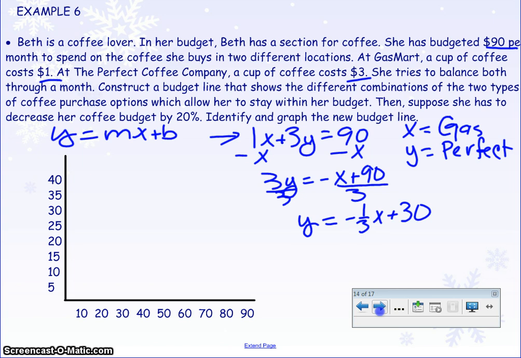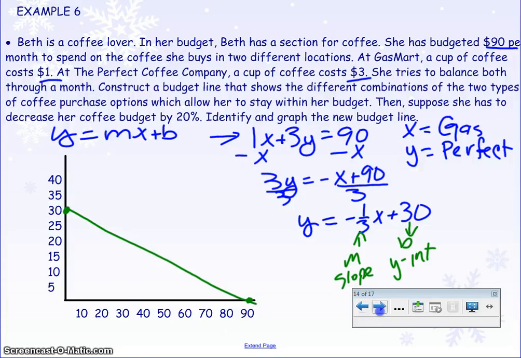Now, identifying this, remember that I have my m, which is my slope, and I have my b, which is my y-intercept. So I know the point where it intercepts the y-axis is at 30. And I know that my total amount budgeted is 90. And so my graph is going to look something like this.